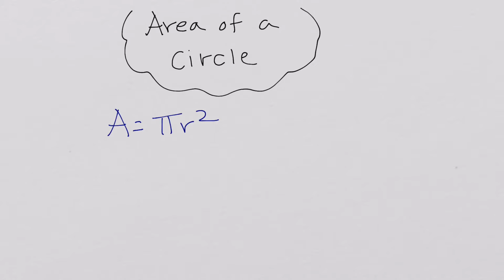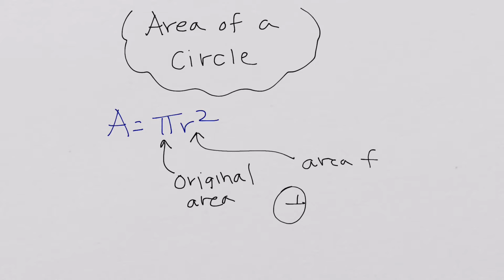Why does this work? Well, remember that pi was our original area. It's the area of the circle with the radius of 1. Then we multiplied by r squared. The r squared is the area factor. If we multiply the original area times the area factor, we get the new area.